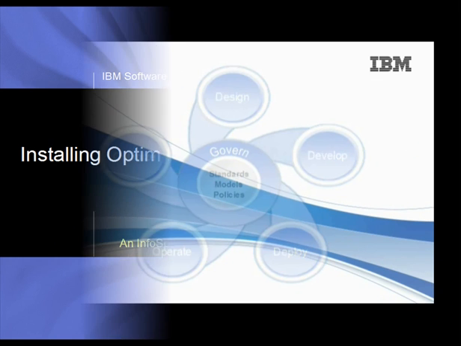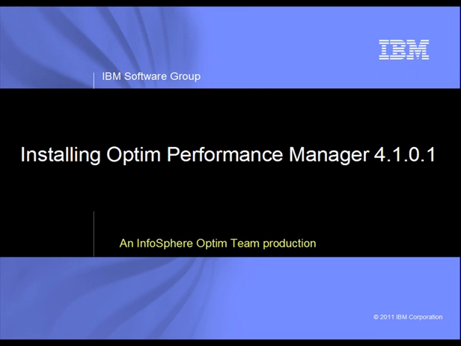This is the first part of the two-part video demo where we will learn about the IBM Optim Performance Manager, the version 4.1.0.1 packaging, and how to install the product.